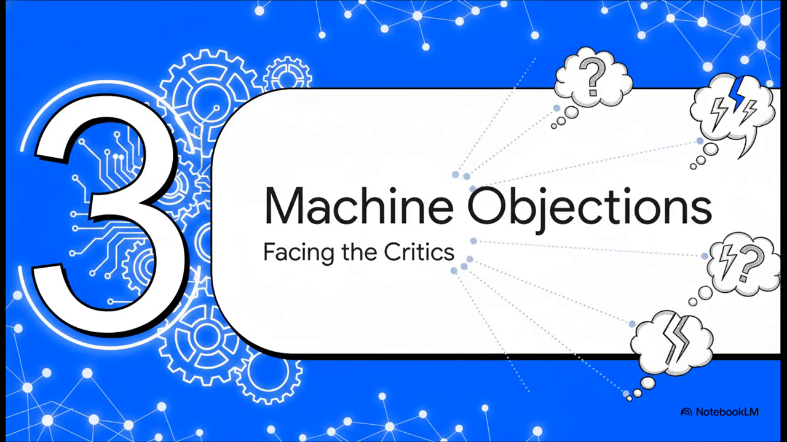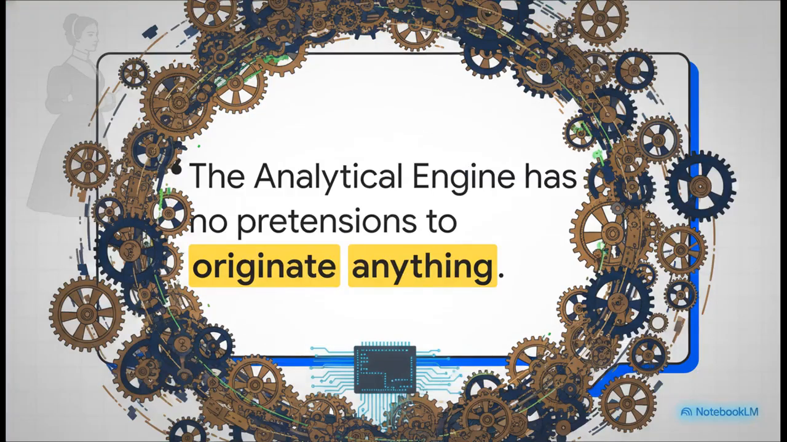Section 3. Objections to machine thinking, facing the critics. Proposing that a machine could actually rival human intellect obviously invited massive criticism. So Turing systematically dismantles the strongest historical and logical arguments against artificial intelligence. One of the most famous historical objections came from Lady Lovelace, who worked with Charles Babbage's analytical engine way back in the 1800s. And honestly, her argument is still used today.